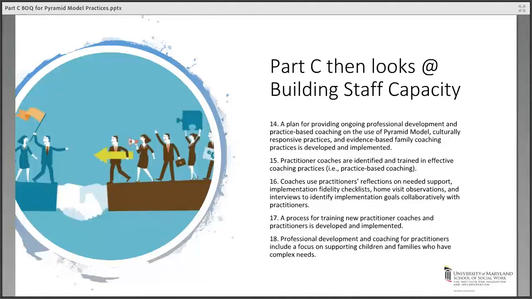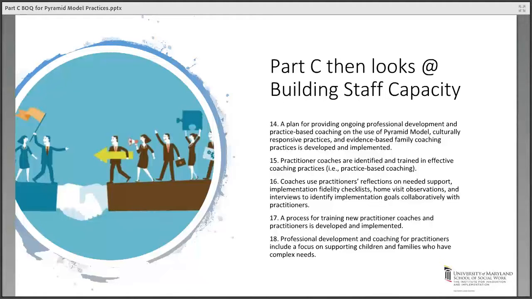It's very focused on practice-based coaching. Each jurisdiction should really have practitioner coaches identified and trained in these coaching practices and be engaging in reflective practice with the rest of the providers who can then trickle that down to parents on what are the needed supports, how do you promote this, how do we help families. And it happens in a variety of ways, but should always be happening collaboratively. And there should be a process for onboarding new practitioners and coaches as we have staff changes, so there should just be a program in place for that and thought dedicated to that.